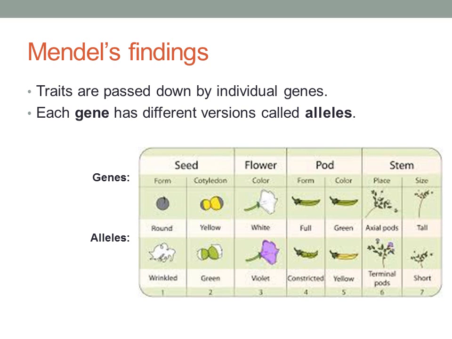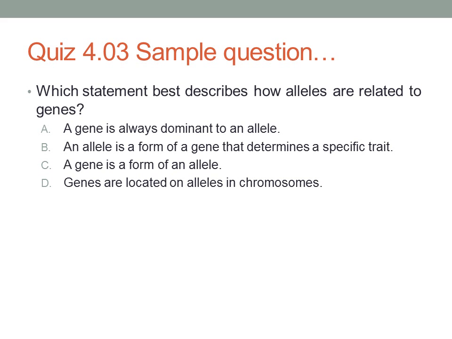So his finding was that traits are actually passed down by individual genes. So there must be a seed form gene, a flower color gene, and a pod form gene. All of these have individual genes, and each gene has different versions. For the seed form gene, we have either round seeds or wrinkled seeds. These would all be from the same gene, but they would be different versions. And these different versions are what we call alleles. Again, alleles are the different versions or forms of a gene.